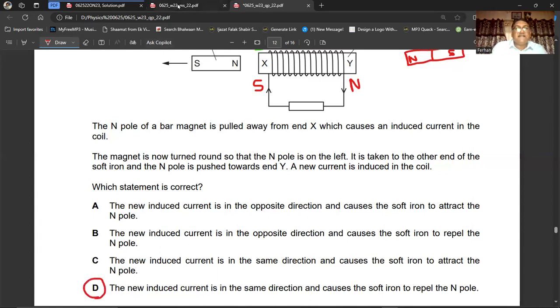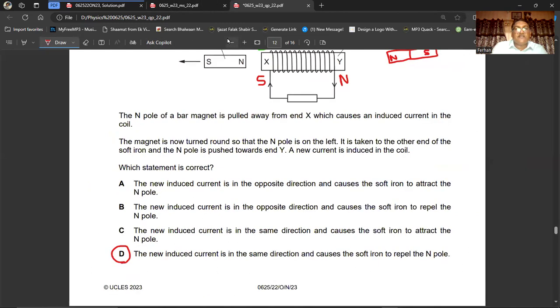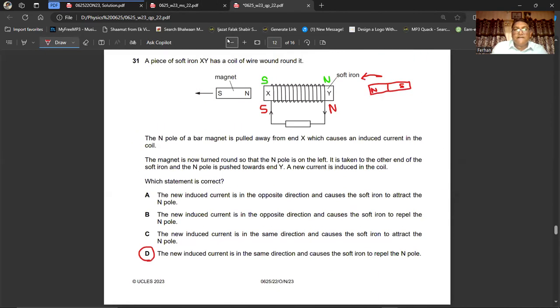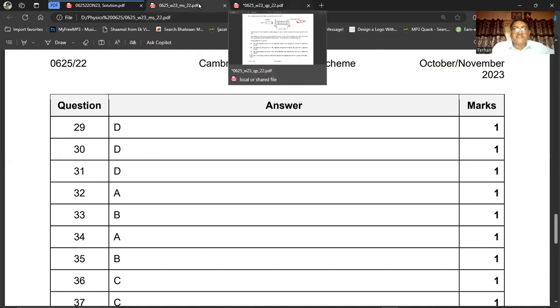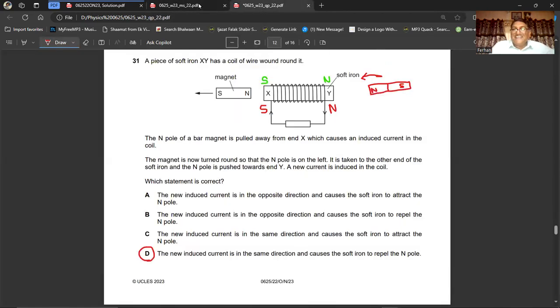Let's first of all reduce the size so you can see the whole thing together. This is question number 31, a very tricky one. D is the option. Question number 31, D is the right option, sir. A little tricky.